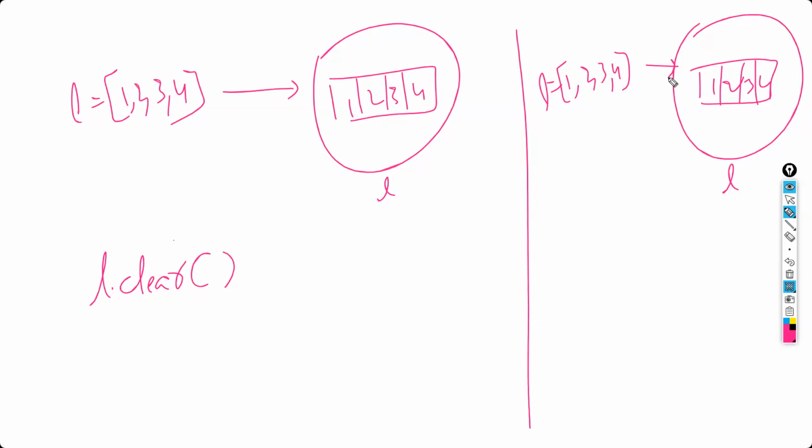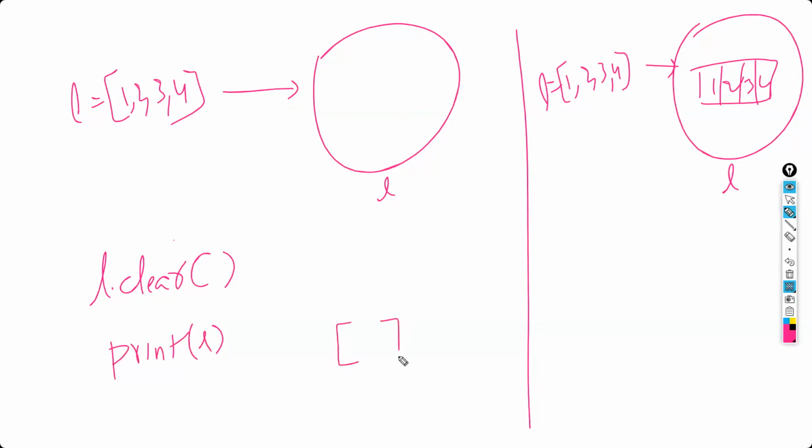Now what is meant by clear? It means clear all the values. The object I have not deleted; the list is as it is, but internally the values are deleted. Now what is the output of L? If I ask print(L) now, I'm going to get the empty list. Values are not there, but the object is as it is. This is called list.clear.